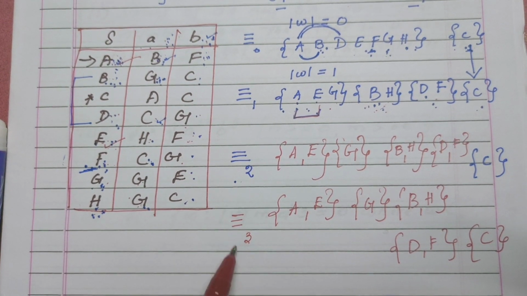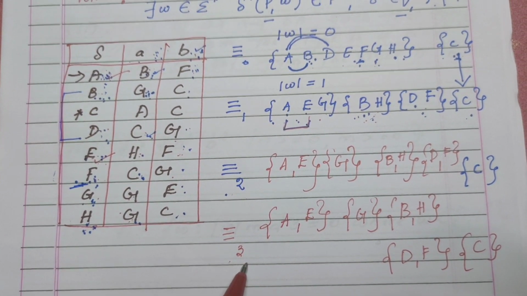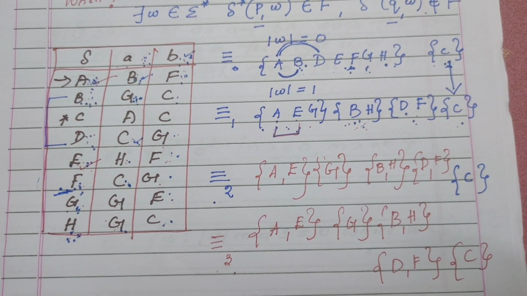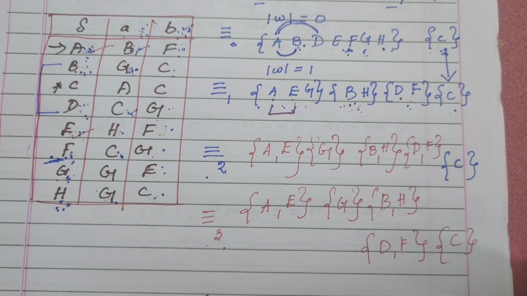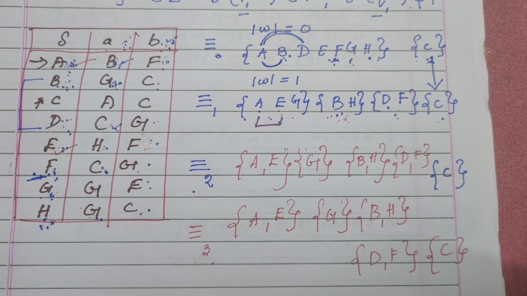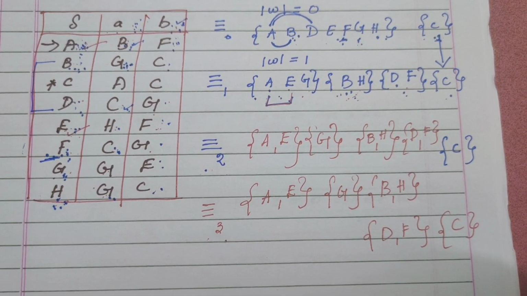Now check these two steps, you are getting the same set of states. This is where you have to stop. If you try even to find equivalence class 4, equivalence class 5 and so on, you will be getting the same set of states. Now we try to construct the deterministic finite state machine here.